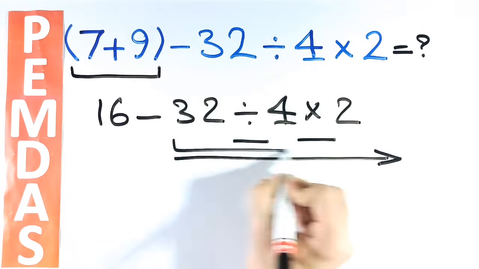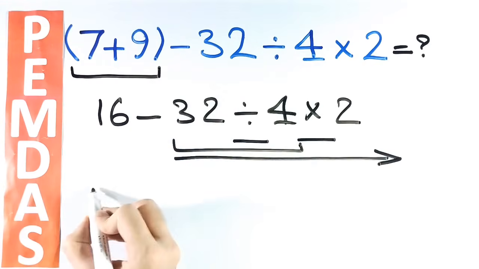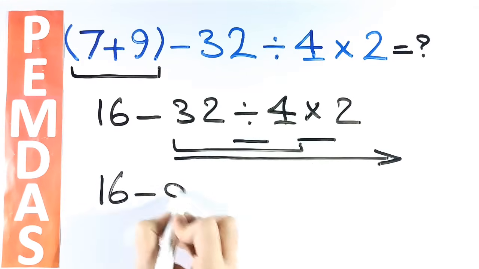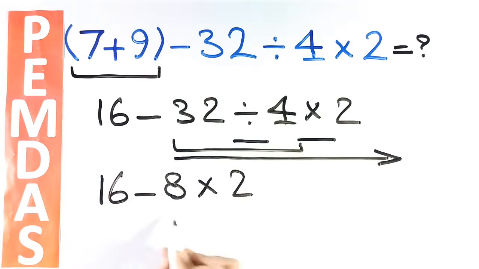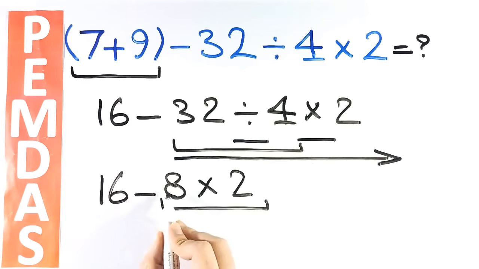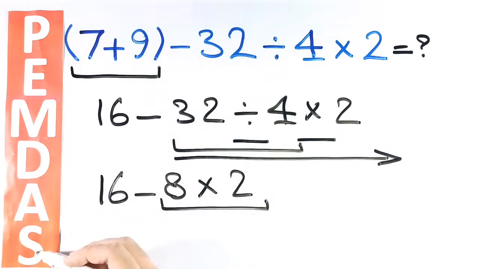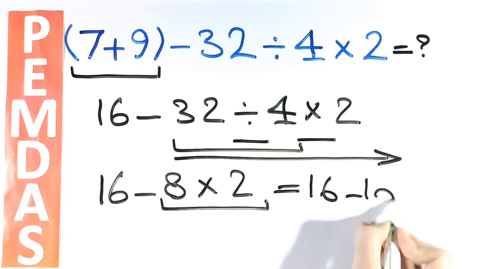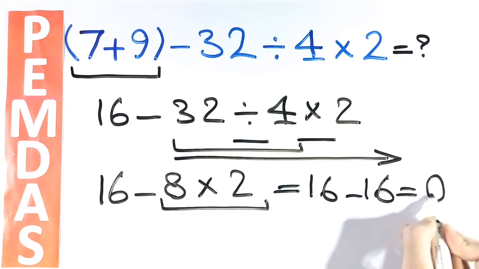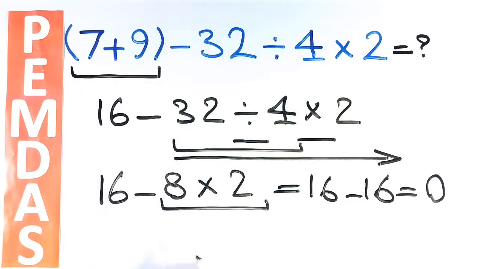So, first we go for the division between 32 and 4, and instead of this expression, we can write 16 minus 8 multiplied by 2. And the final step, we go for the multiplication between 8 and 2, because multiplication has a higher priority than subtraction. So, we rewrite this equation as 16 minus 16, which finally gives us the answer 0. Alright, now let's solve another math question together.